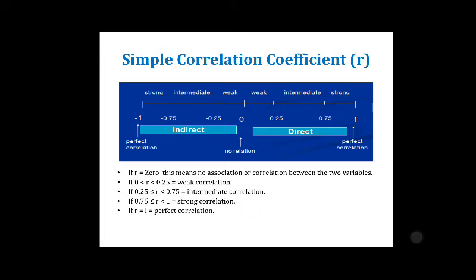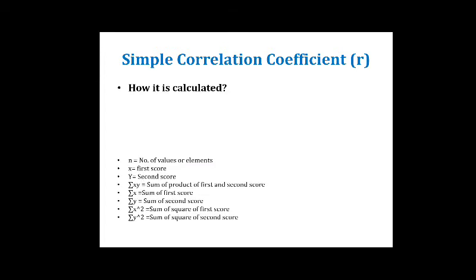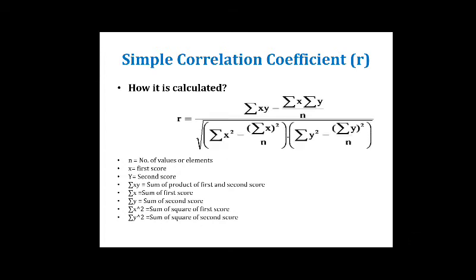Now, how is it calculated? There should be some formula, right? For this simple correlation we have this formula. It looks very complex but it is not exactly. If we calculate this formula in tabular format, it is very simple to execute. First of all, we will see the meaning of each variable here.